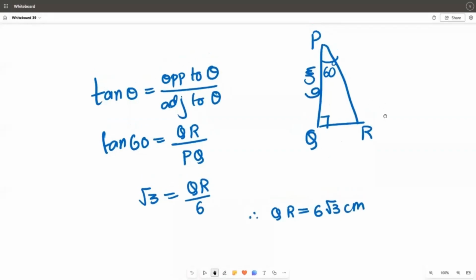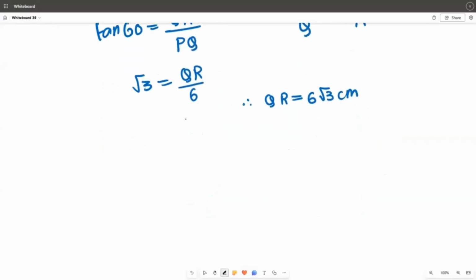And now we need to find the length of PR, which is the hypotenuse. With respect to angle 60, PQ is the adjacent side and PR is the hypotenuse. What is the ratio of adjacent side and hypotenuse? Right, cos. So to find the value of PR, we need to use cos. So let's consider cos theta is equal to the adjacent side to theta by the hypotenuse.